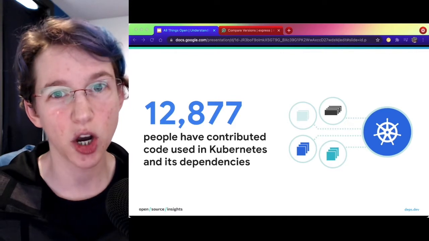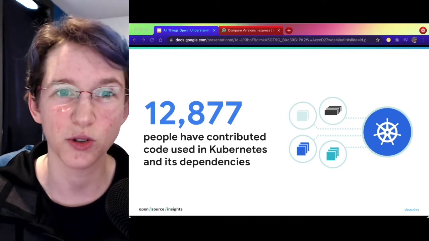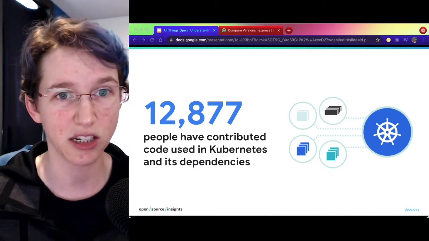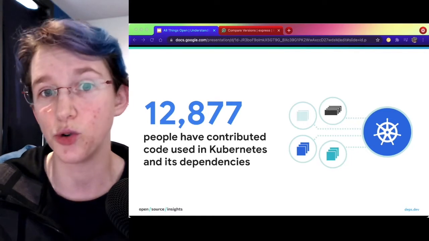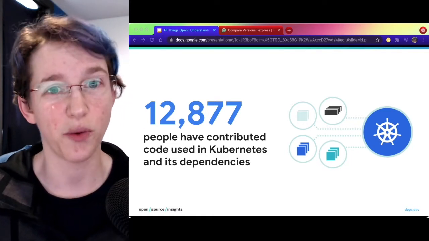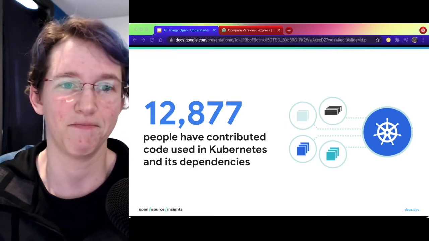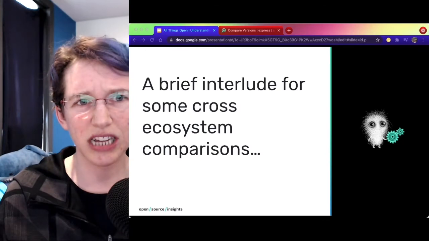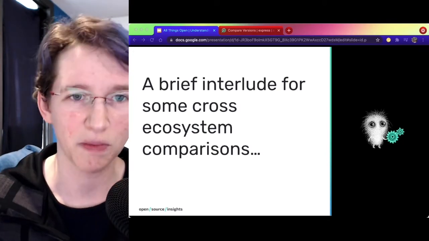As of a few weeks ago, if you were using Kubernetes, you were implicitly trusting not just the 1,000 or so owners and contributors to Kubernetes directly, but also the 13,000 contributors to its 200 or so dependencies. And that is a lot of trust going around. But it's also a really cool thing because it lets you leverage that. So let's have a brief interlude for some more cross-ecosystem comparisons.